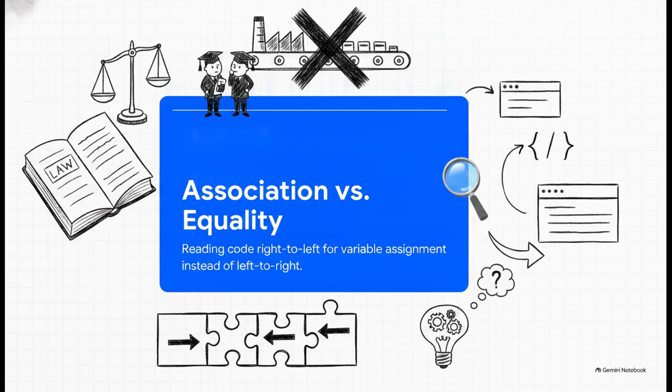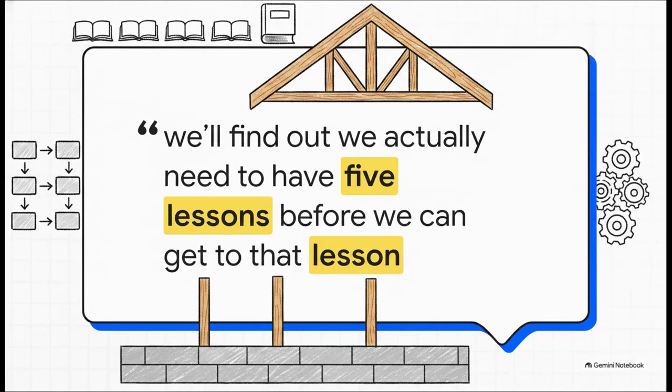Think about it. Lawyers read English left to right, right? But in code, when you assign a variable, you actually read it right to left. That grammatical hurdle alone was a massive block in the assembly line. This crucial point of friction is perfectly captured by something Kyle Smith noted on one of those coordination calls.